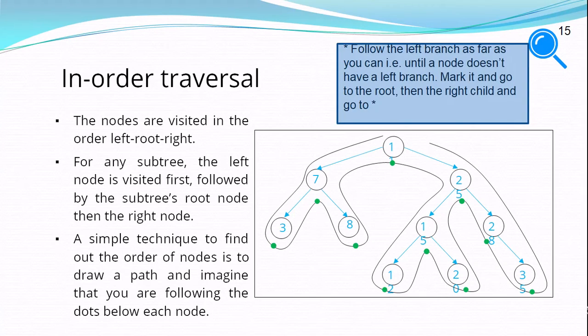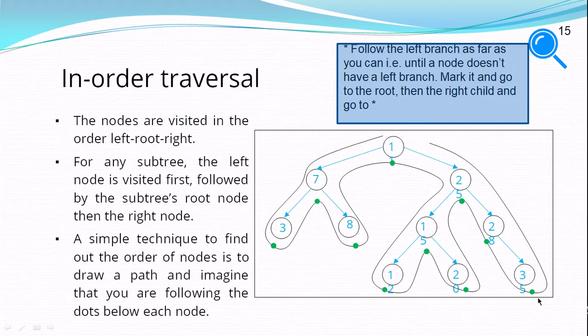I'm first of all going to discuss what's called in-order traversal. And what that means is that the nodes are visited in the order left, root, right. So what on earth am I talking about? It means starting with the root to traverse the tree, in other words, to visit every single one of these nodes.